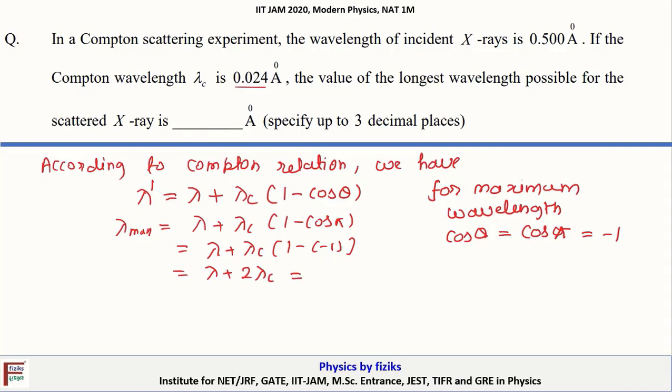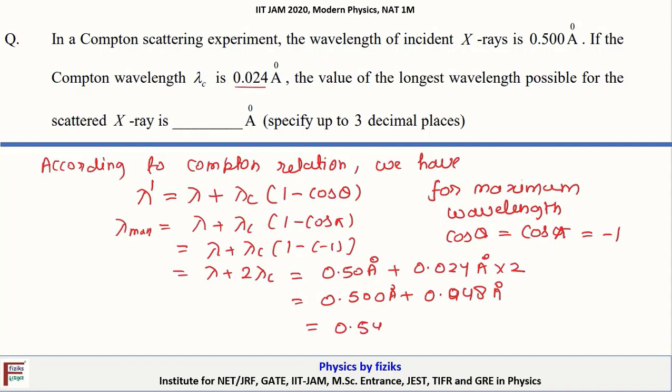Now substituting this value, 0.50 angstrom plus 0.024 angstrom into 2. So the result would be 0.500 plus 0.048 angstrom, and the wavelength will be 0.548 angstrom. That would be lambda maximum.